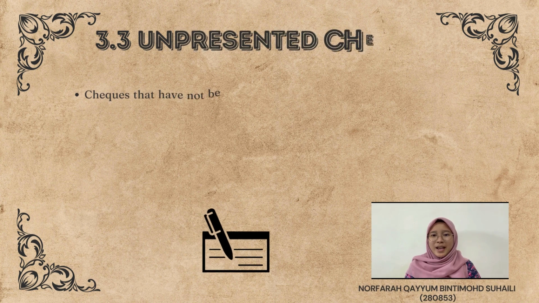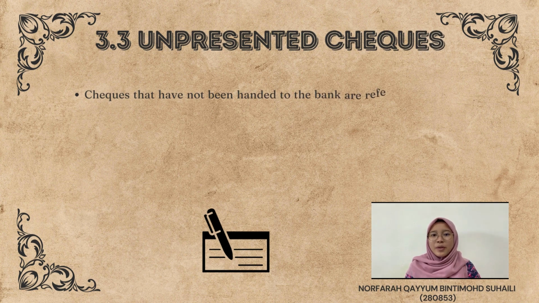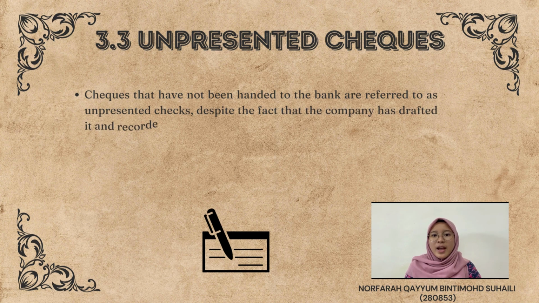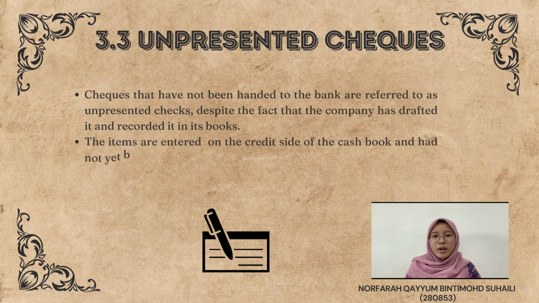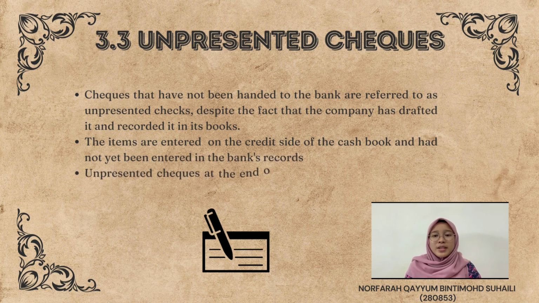Now, checks that have not been handed to the bank are referred to as unpresented checks, despite the fact that the company has drafted them and recorded them in the books. The items are entered on the credit side of the cash book and have not yet been entered in the bank record. An unpresented check at the end of 1 month may be presented during the next month.